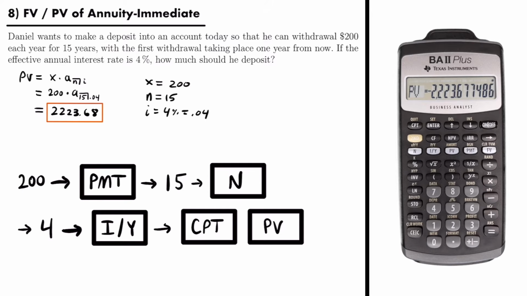And that will give us the present value of $2,223.64, which is what we found over here. But once again, you will see that it is negative, just like our future value was, but you can ignore that. That is going to be the correct answer for this example.